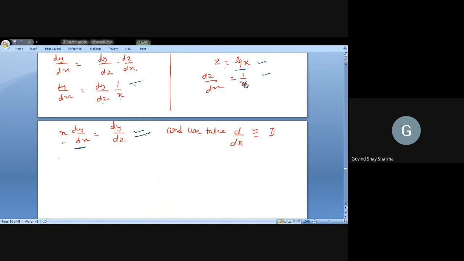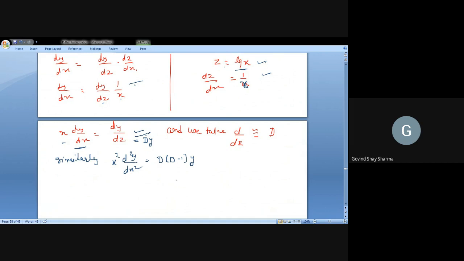Similarly, x square d2y upon dx2 can be written as D(D minus 1) y. And similarly, x cube d3y upon dx cube becomes D(D minus 1)(D minus 2) y. This is the method we will follow to solve the equation.